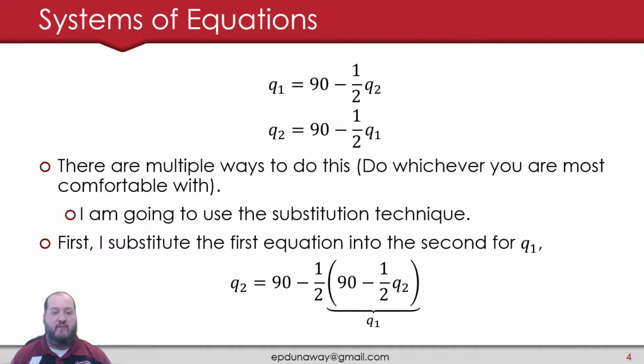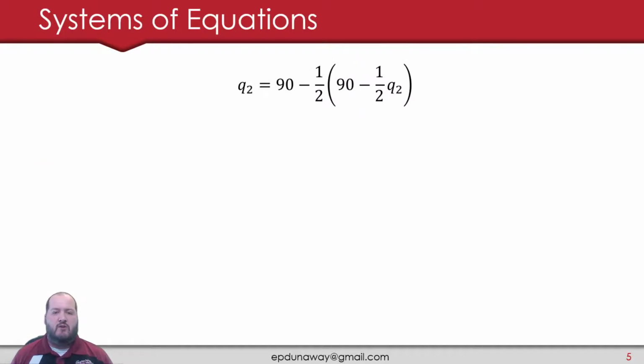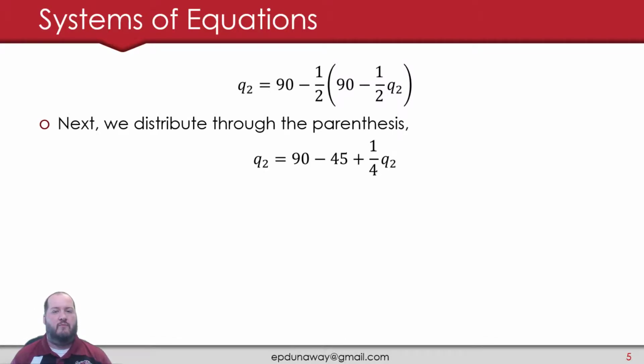I've just used its value. Well, anyways, from there it's just now one equation and one unknown. It's just a little bit of a complicated equation. So the first thing I want to do in this equation is get rid of those parentheses. So I want to distribute that 1/2 through. And so now my equation becomes q2 equals 90 minus 45 plus 1/4 q2.